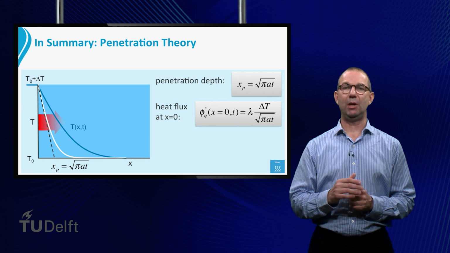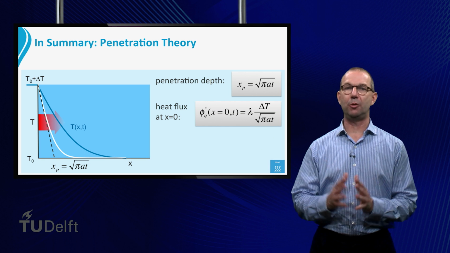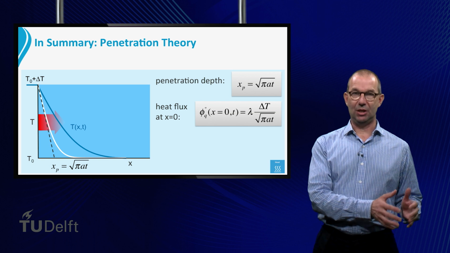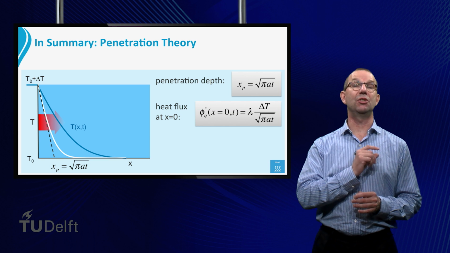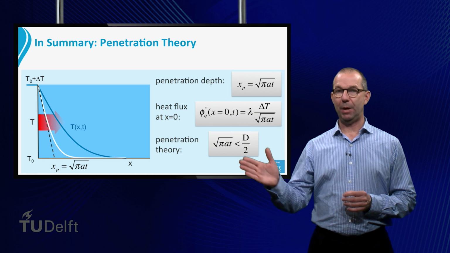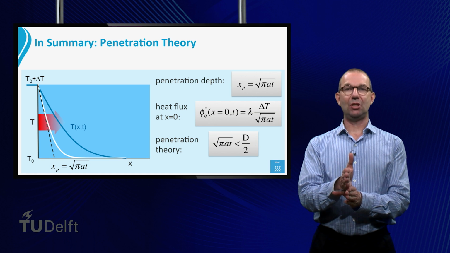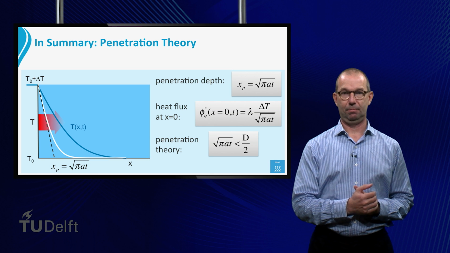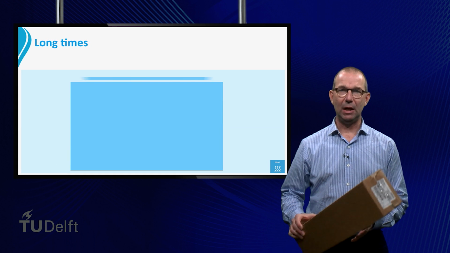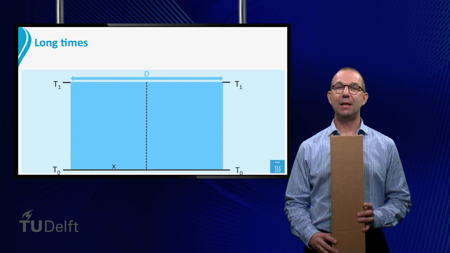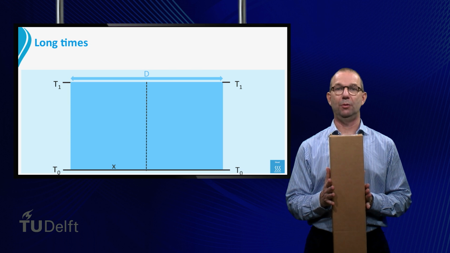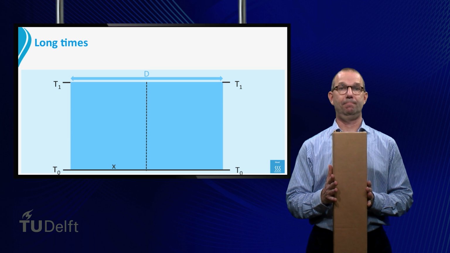However, the penetration theory does not hold for the entire heating up of the plate. It is needed that the right-hand side of the plate is still at the original temperature T0. We could express that in a simple rule. The penetration depth must be less than half of the plate thickness. In many practical cases, the plate will be placed in a hot or cold environment and it will be heated up from both sides. Thus, we will concentrate on this case. It is depicted in the slide.